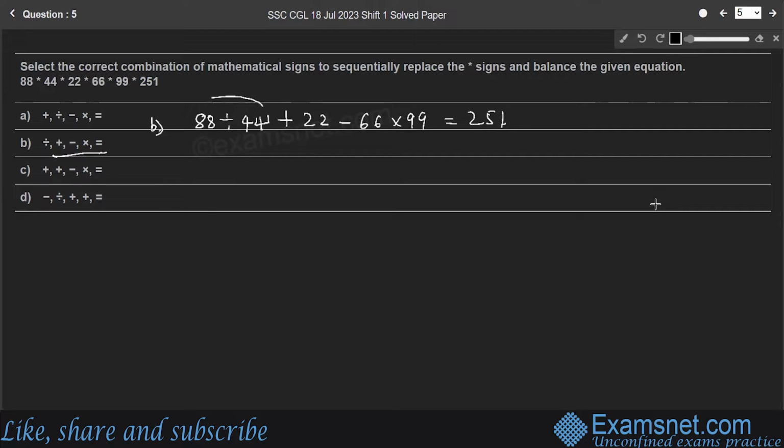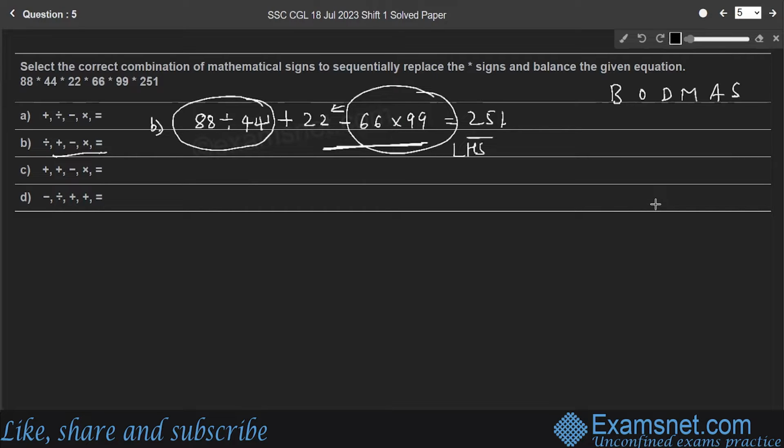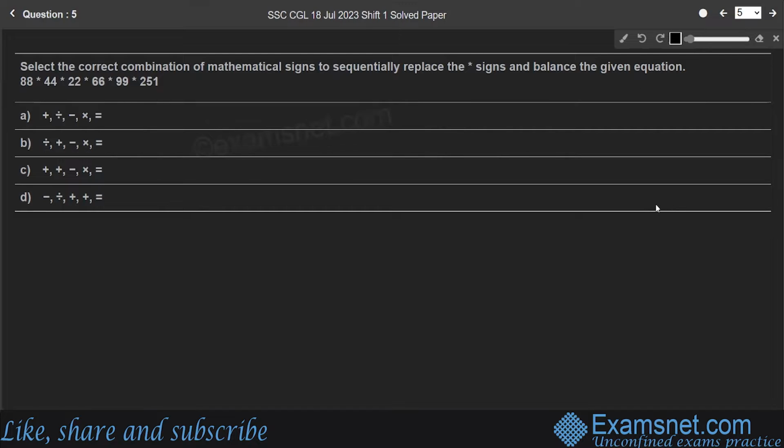Here also we go according to the BODMAS rule. According to the BODMAS rule, there is a part which is 66 into 99. So in this case also you will get a negative integer. This is a big number, so its corresponding sign is negative. You will get a negative integer, so LHS is not equal to RHS. Let us try option C.